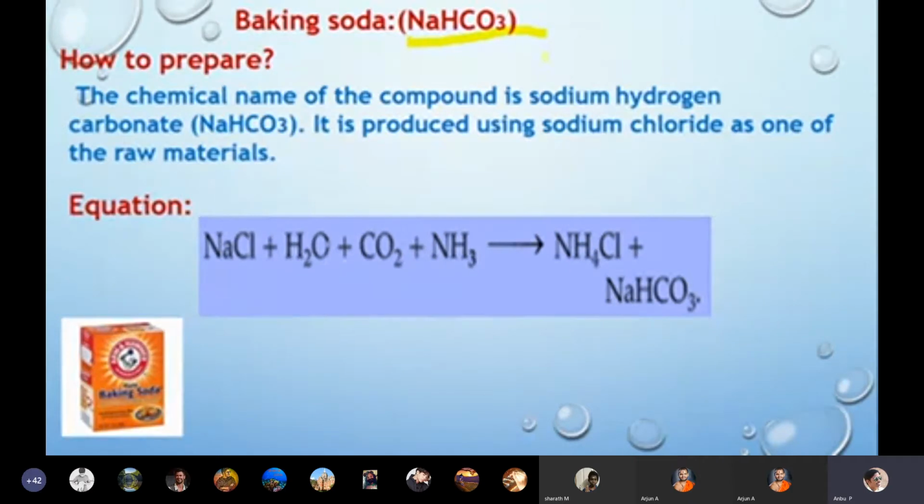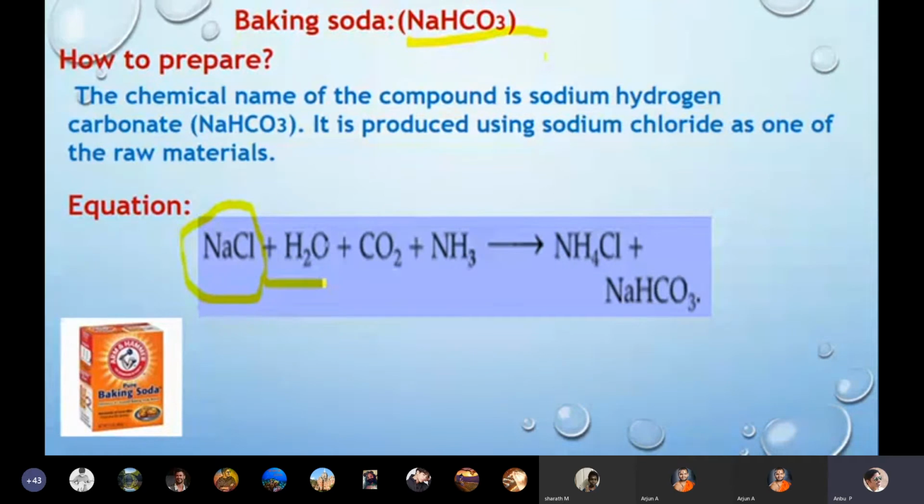First thing, how to prepare this baking soda? First we take a salt solution, NaCl, an aqueous solution, which means it is added with water. Aqueous indicates the presence of water content, and two different gases are passed through it. One is carbon dioxide gas, which is colorless and odorless. The other is ammonia. NH3 stands for ammonia.